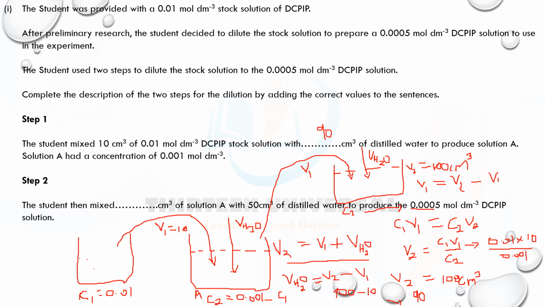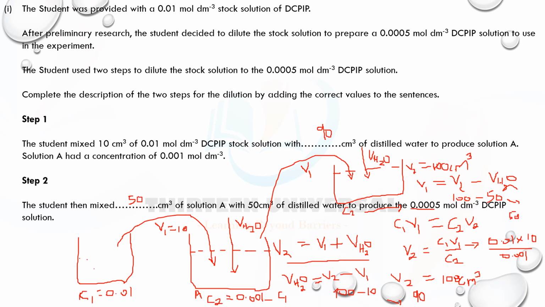Volume of water is already 50. So 100 minus 50 is what? V2 is 100, minus 50, which is the volume of water. That gives me 50. So my V1 is 50 cm cube. I hope you're enjoying this, guys. All right, so here should be 50 cm cube. That's what we're taking.